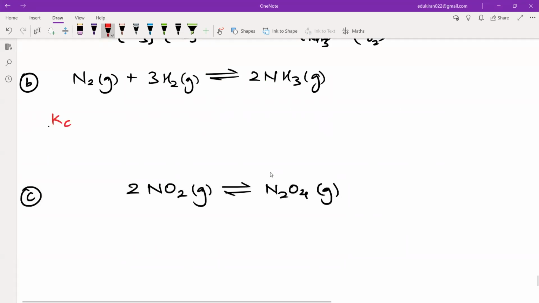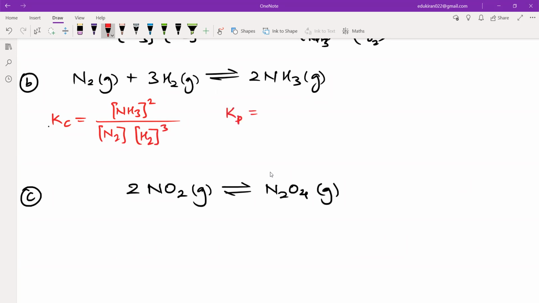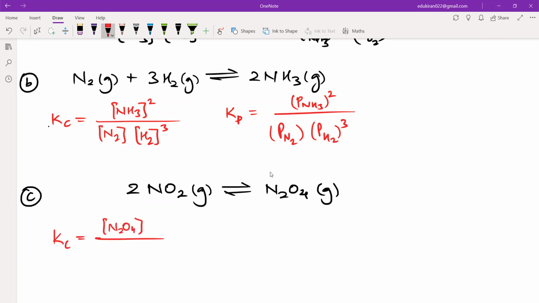What will be the Kc for this B1? Concentration of NH3 to the power 2, divided by the concentration of N2 to the power 1, times H2 to the power 3. Kp will be the pressure of NH3 whole square divided by the pressure of N2 to the power 1, pressure of H2 whole cube. For this, Kc is the concentration of N2O4 divided by the concentration of NO2 square. Kp will be the pressure of N2O4 divided by the pressure of NO2 whole square.